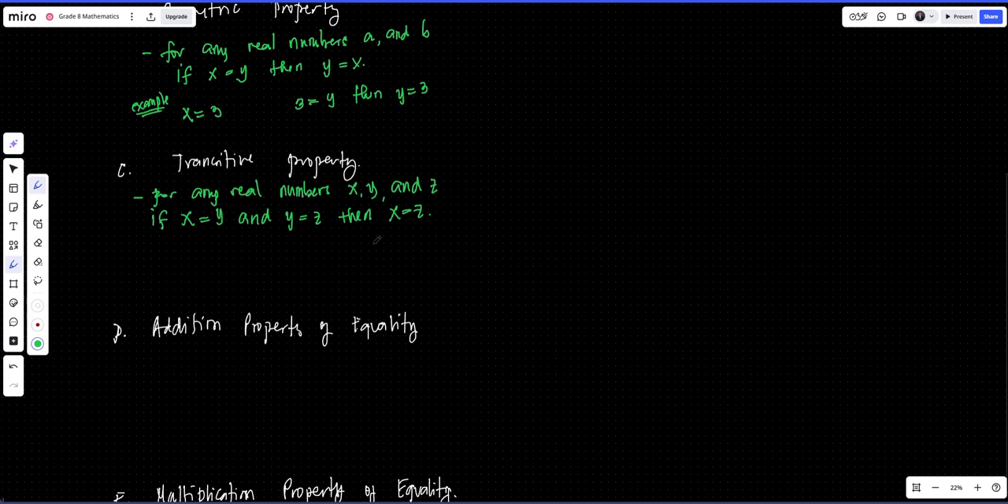Why? If you analyze the equation of the transitive property, x is equal to y, and y is also equal to z, so this means the value of x is also equal to z. Because if you check here, they have the same term. These two, right? Because x is equal to y.